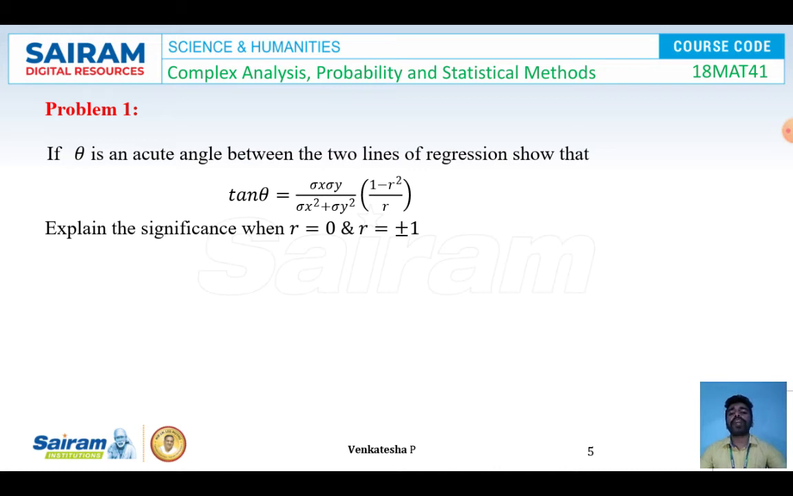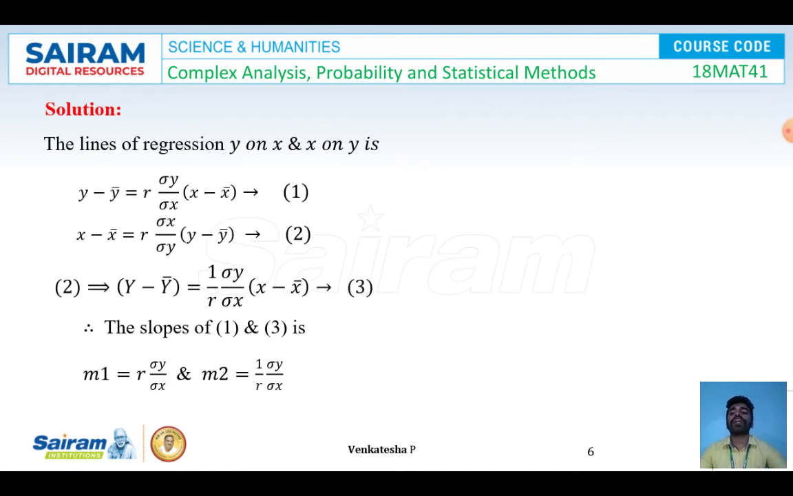To prove this, I am going to use the two lines of regression, y on x and x on y. The first one is y minus y bar is equal to r into sigma y by sigma x into x minus x bar. Call this equation number 1. Similarly, x minus x bar is equal to r into sigma x by sigma y into y minus y bar. Call this equation number 2.